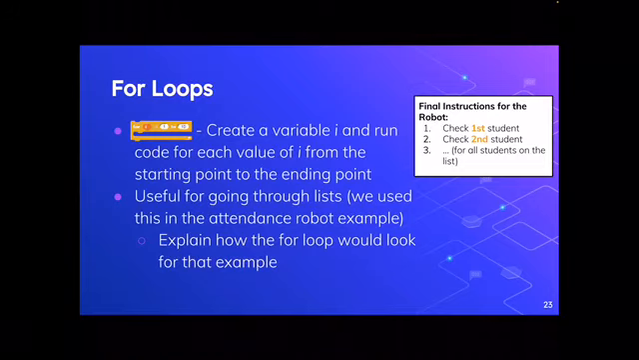And so look at that. We went from 104 lines to 30 lines, and from 30 lines to just 2 plus 4, or 6 lines. So now we're writing 6 lines of code to have the robot check the attendance for our entire class.